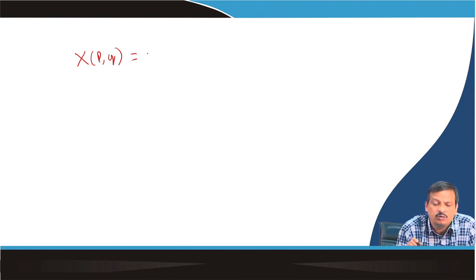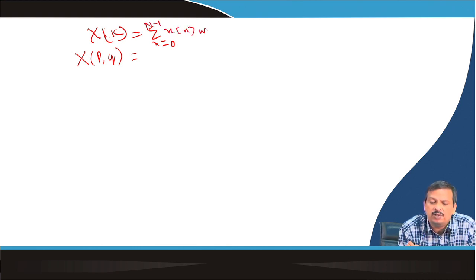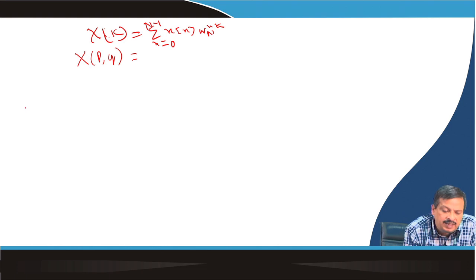Okay, let us start freshly again. So, what I said, I have a capital X of PQ. So, x of k is equal to sum n equal to 0 to N minus 1 of x of n W_N to the power nk, an N point DFT. So, capital X of PQ. I have said that n is divided in terms of m and L.